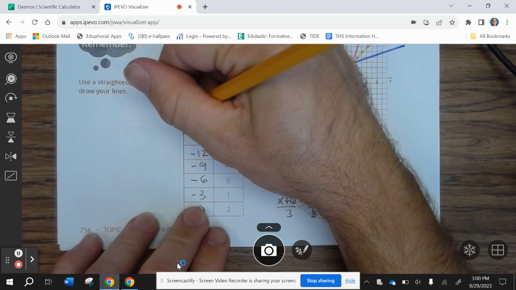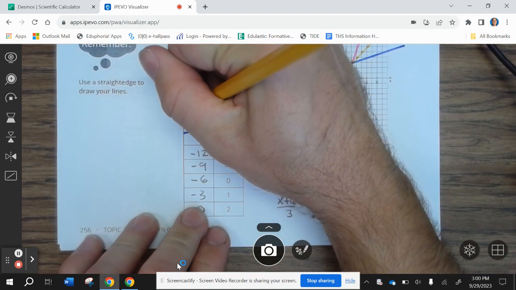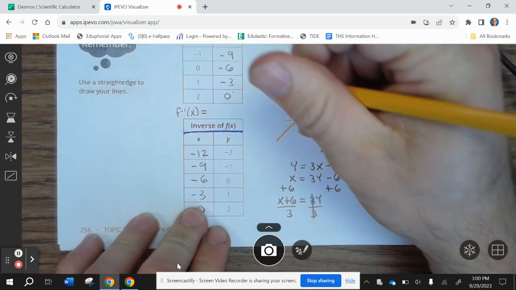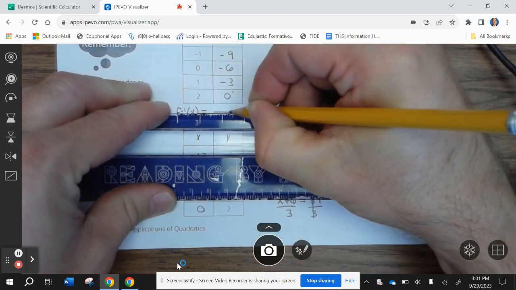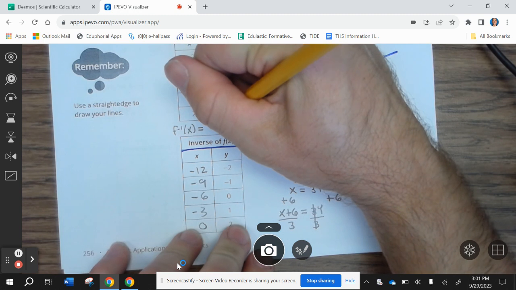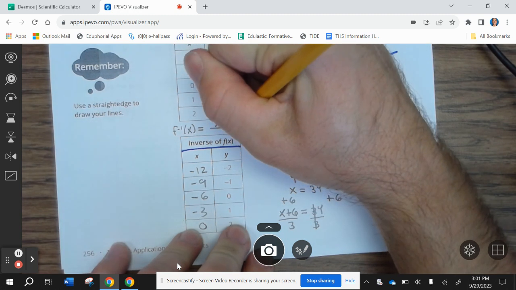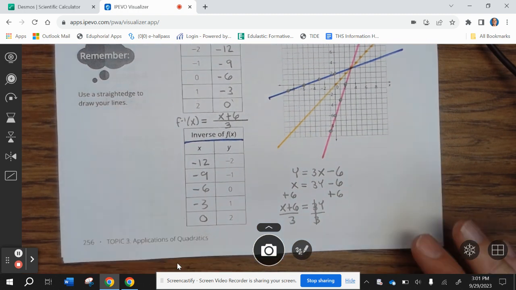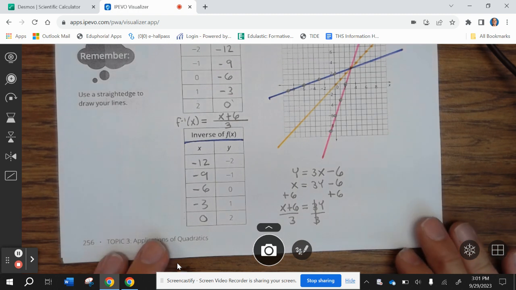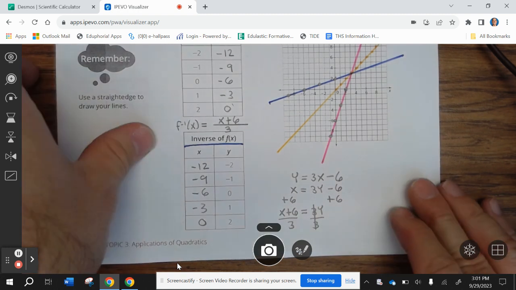So the inverse function is f inverse of x equals (x plus 6) divided by 3. All right, go ahead and finish up that page. All right, let's take a look at the next page.